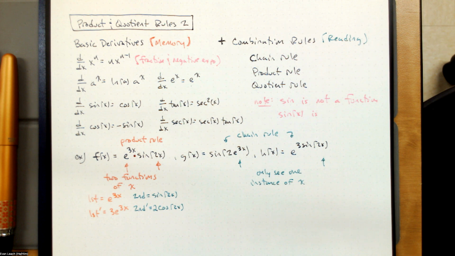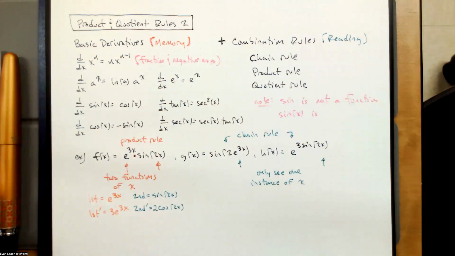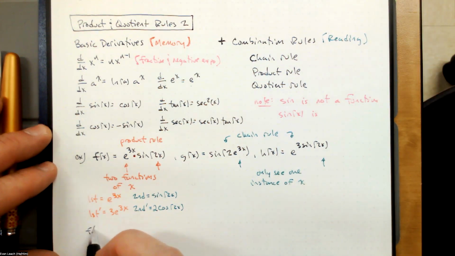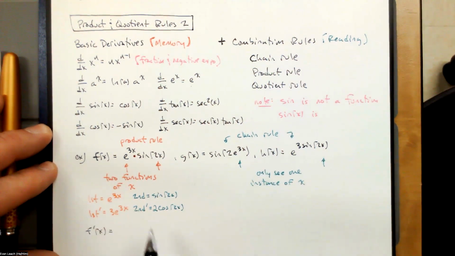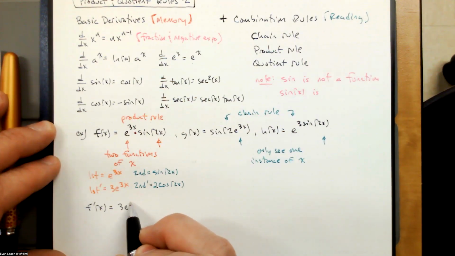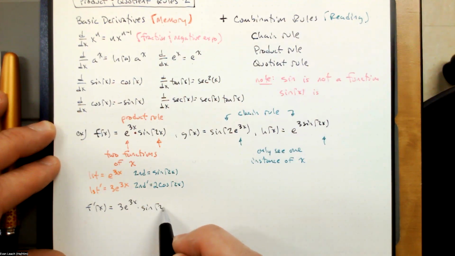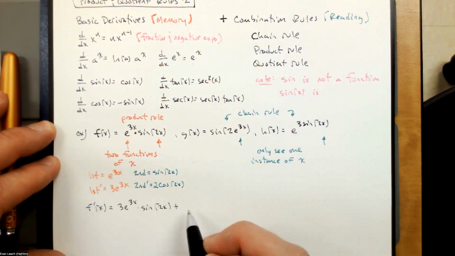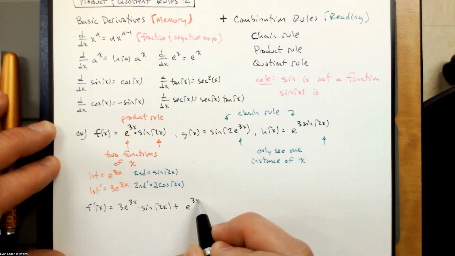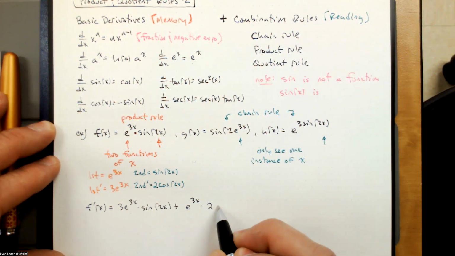Now we're ready to put together the product rule. We saw this is a product. We identified a first and a second, found the derivative of the first and the derivative of the second. So f prime is the derivative of the first times the second plus the first times the derivative of the second.